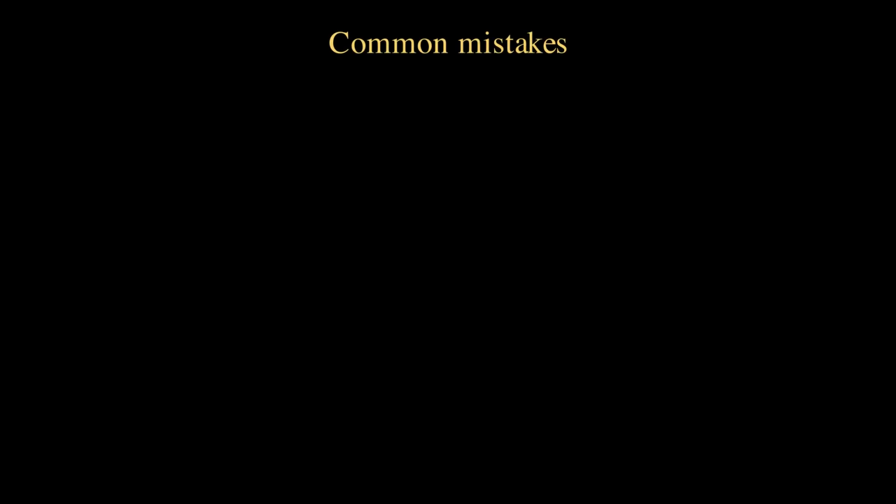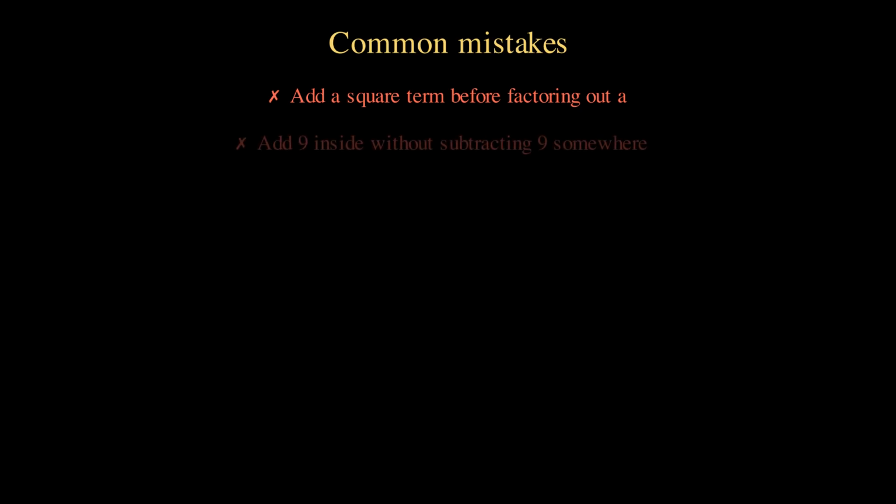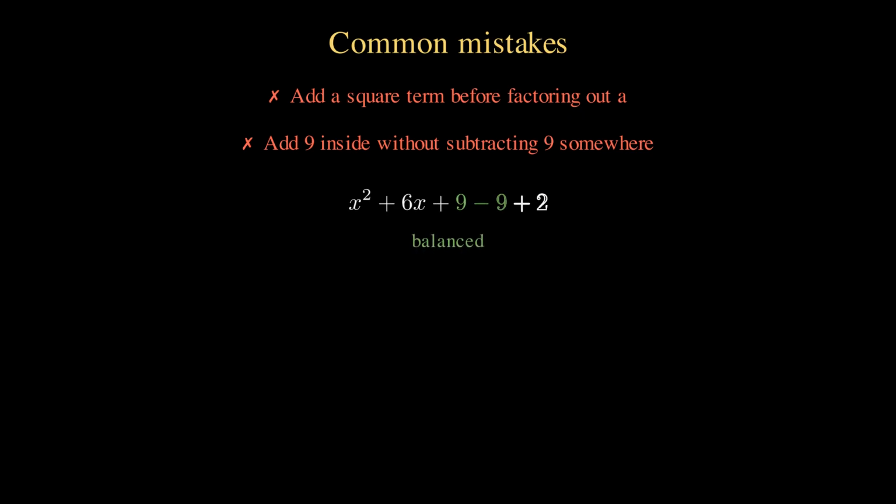Two mistakes to avoid. First, do not complete the square on 2x squared plus 8x without factoring out the 2 first. That scrambles the algebra. Second, when you add 9 inside to complete the square, subtract 9 too. Otherwise, you change the expression. Correct: add 9 and subtract 9 in the same expression so it stays balanced.